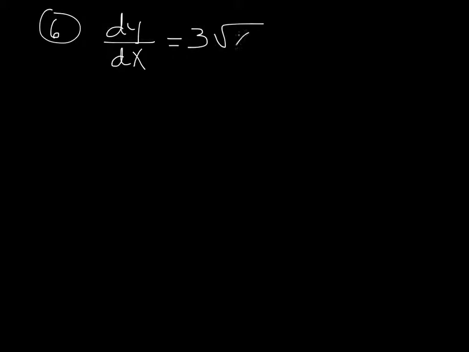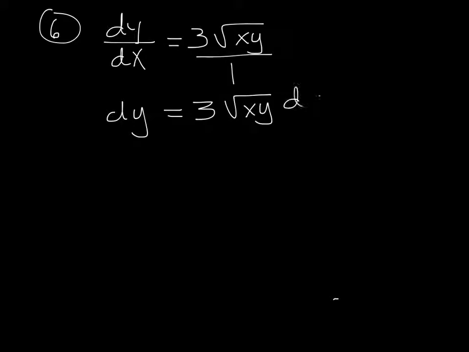Okay, this is number 6, and we have dy dx equals 3 times the square root of xy. And again, find the general solution, implicit if necessary, and explicit if convenient, of this differential equation. So we want to separate the variables, so we can go ahead and cross multiply. So we have dy equals 3 radical xy dx. And so I want my y's with y's and x's with x's.